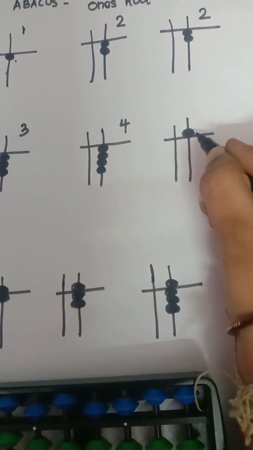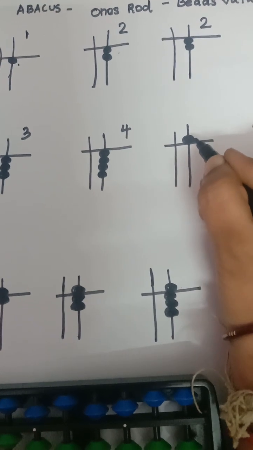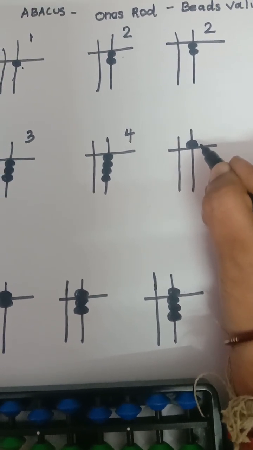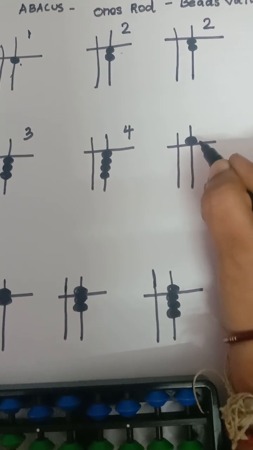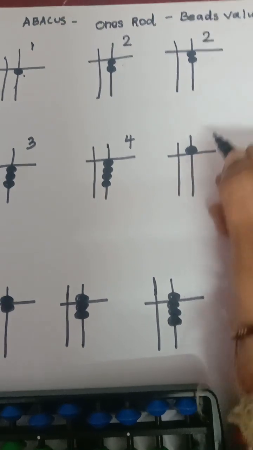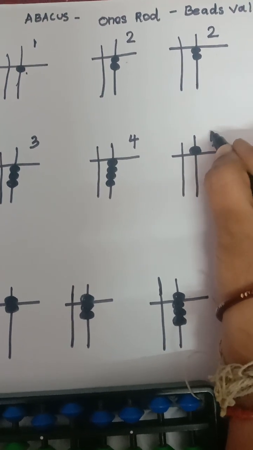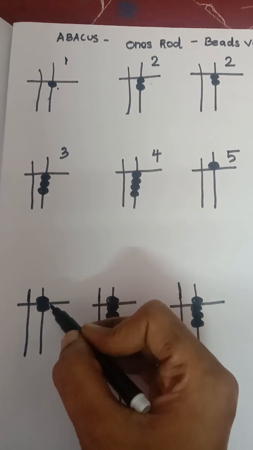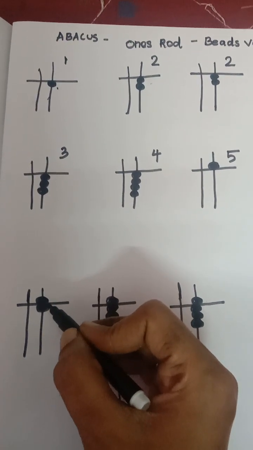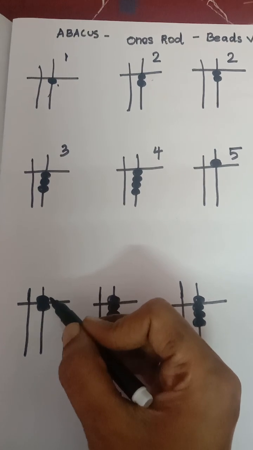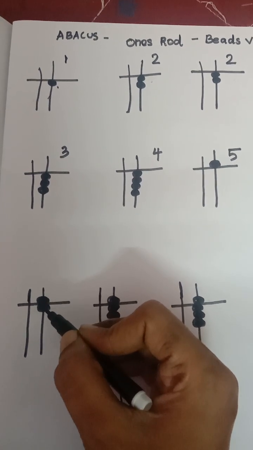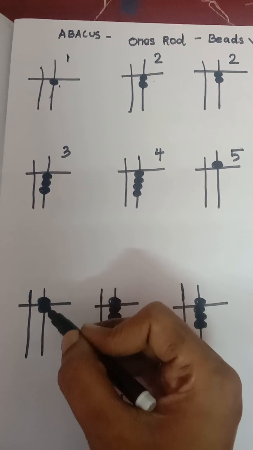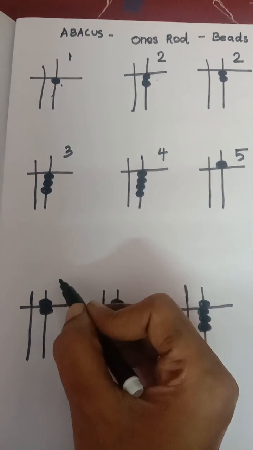Now, how many beads touching the upper bead value? 1 bead touching. But, what is the value? The upper bead value in the 1 rod is 5. Now, how many beads touching here on the answer line? 2 beads, upper 1 bead, lower 1 bead. Upper bead is 5, adding 1, that is 6.